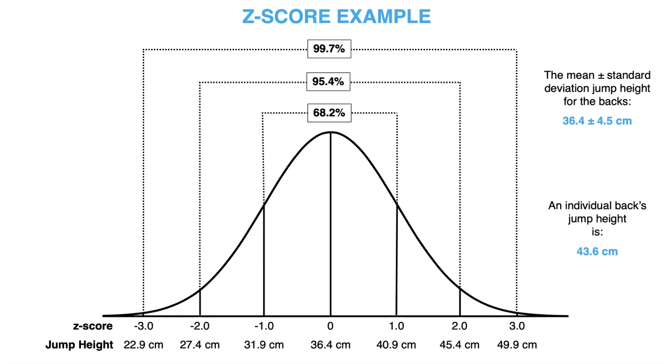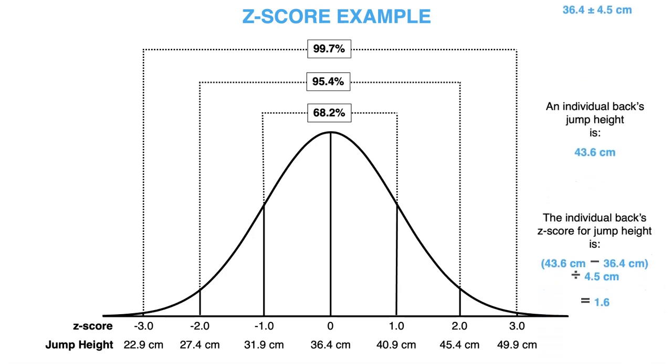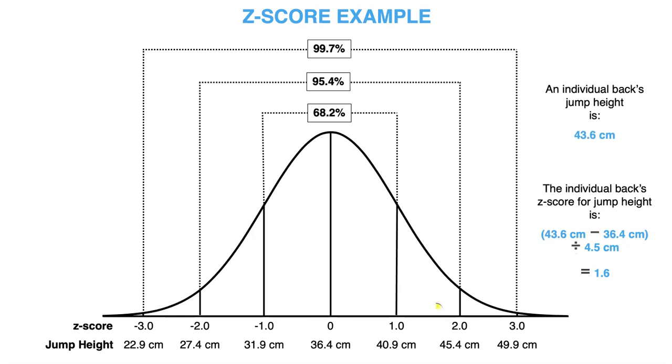But if we saw an individual that jumped outside of those bounds, say 43.6 centimeters, then we can calculate the z-score for that athlete through the following formula: we subtract the group mean score from the athlete score and then divide the answer by the group standard deviation. For this example, with the numbers you can see in blue, this athlete will have attained a z-score of 1.6. In other words, they performed in the countermovement jump for height to the order of 1.6 standard deviations above the group mean.